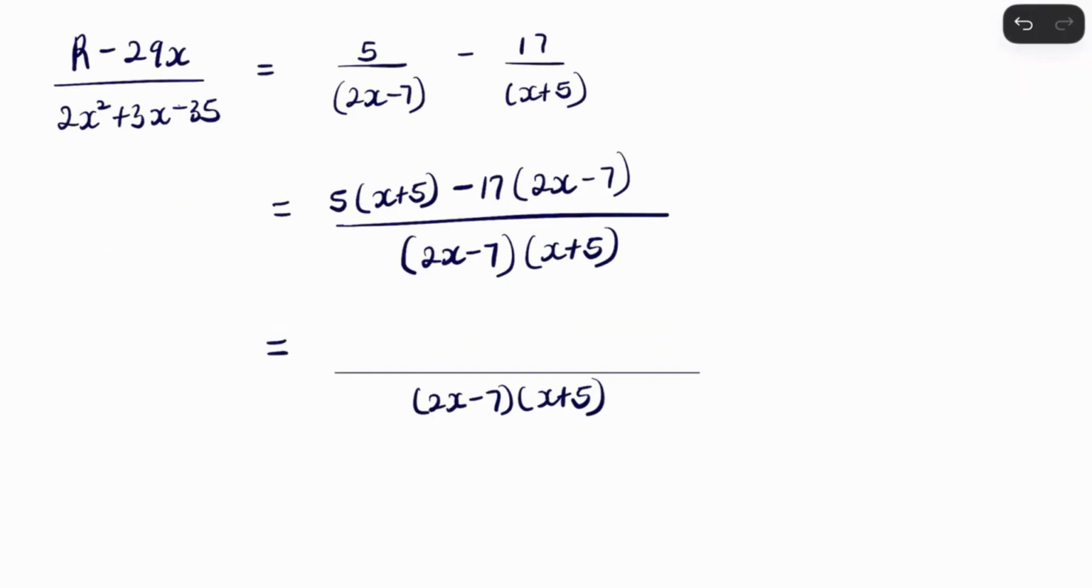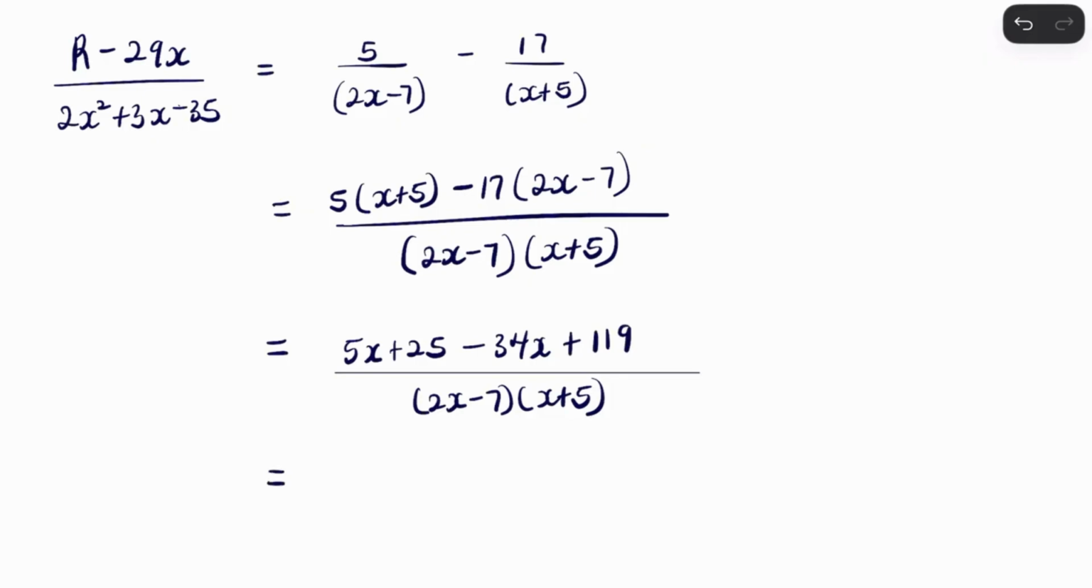Now let's simplify the numerator. So this times this times that. Likewise, this will multiply this will multiply that. So at the end, we are going to have 5x + 25. Then minus 17 times 2 will be minus 34x. And then we have minus 17 times minus 7. And that's going to give us 119.